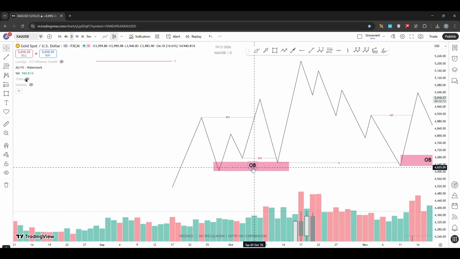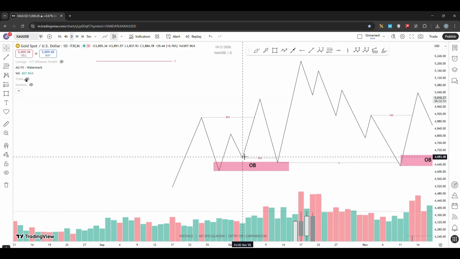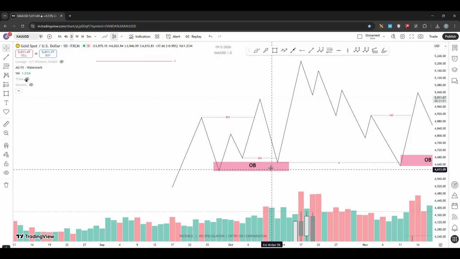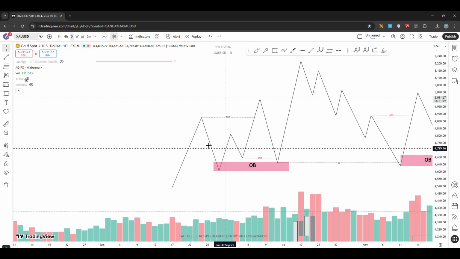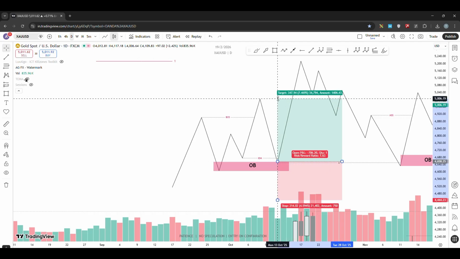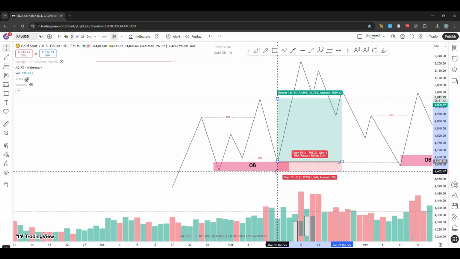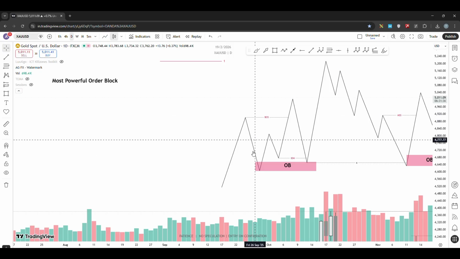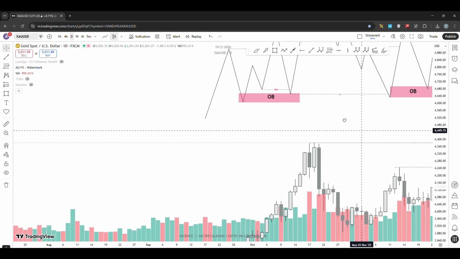Most of the times market will come down, take out this low over here, which will be an inducement, and below the inducement there is an order block candle. This is where we'll be looking for an entry and we'll be targeting the liquidity over here, which will be this high. So this will be your entry. Okay, and this is one of the most powerful and most seen order blocks in the market. Let me show you some examples.